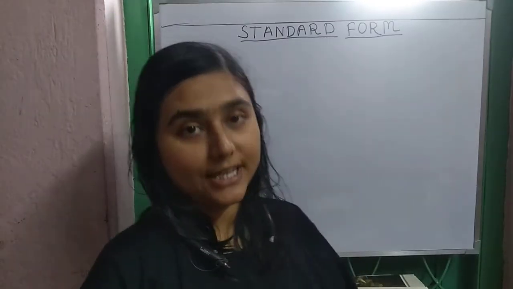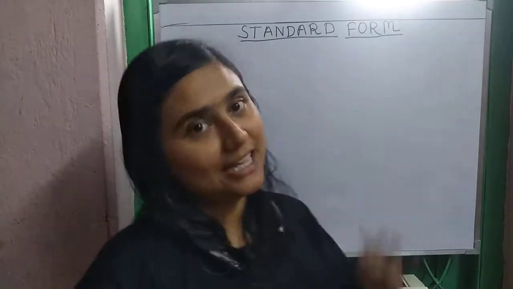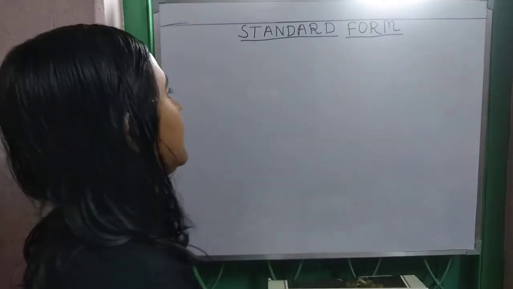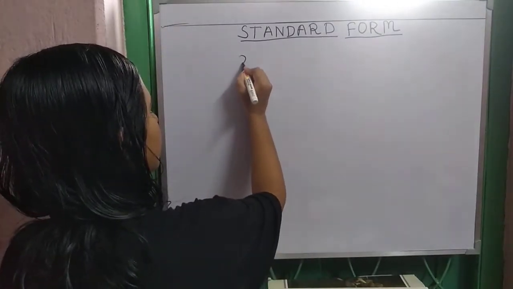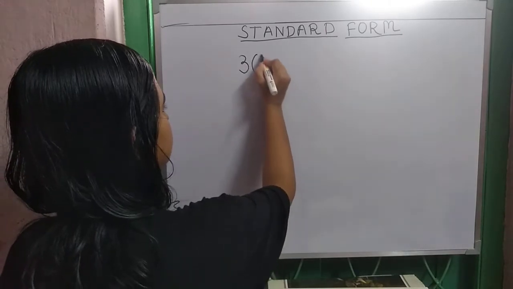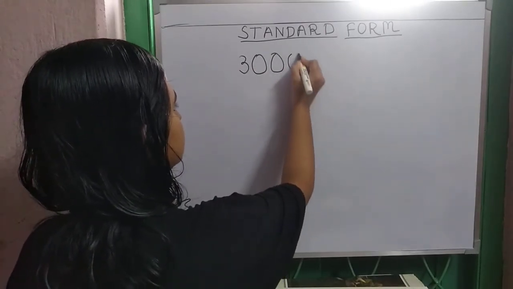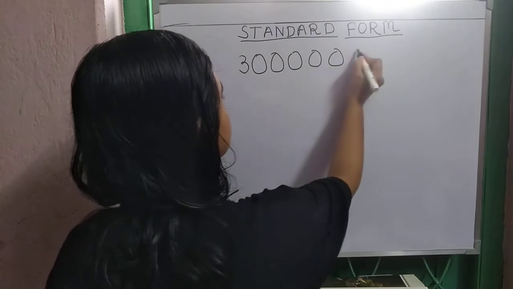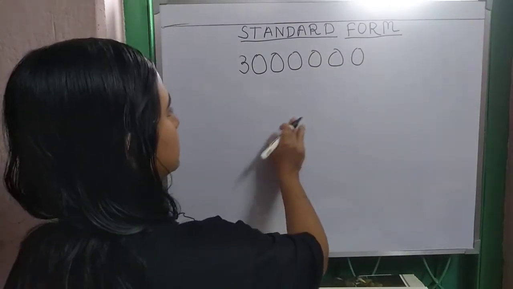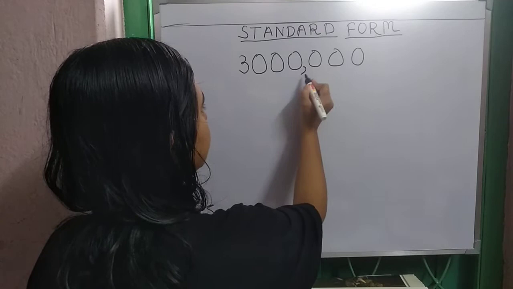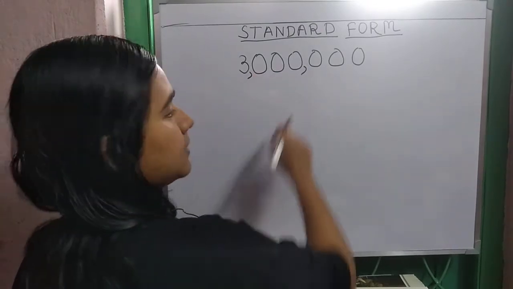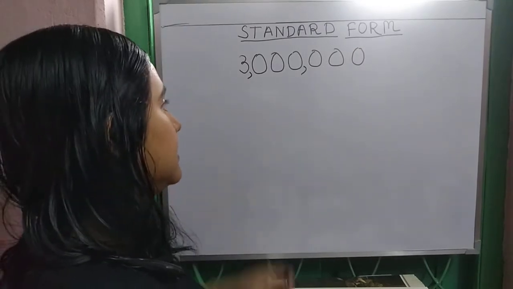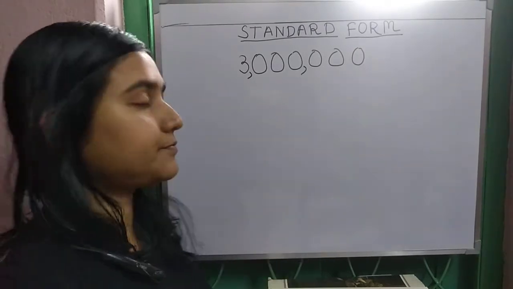Today we are going to start standard form by using exponents. So let's start. Okay, let's take a number. For example, so this is 3 millions if I say in international form.